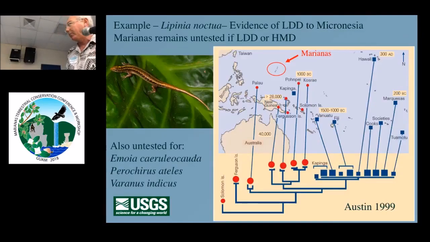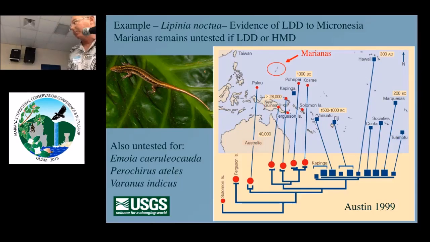When we look at Lepinia noctua, which is a rare species in the Marianas, it's been untested for long-distance dispersal or human-mediated dispersal. There's a previous paper that looked at genetics in the Pacific Basin for Lepinia noctua, and what it found was that across the South Pacific, this is all human-mediated dispersal, but that within Micronesia, there's some structure, and the Marianas is untested. So it could be, this is definitely an endemic species, and this will retain the name noctua. This is an undescribed species that's been human-mediated, but we don't know what's going on with the Marianas.